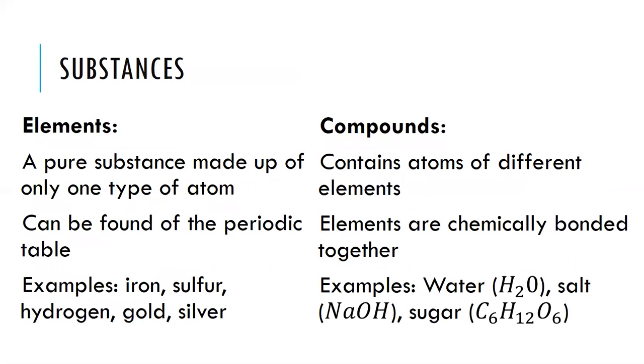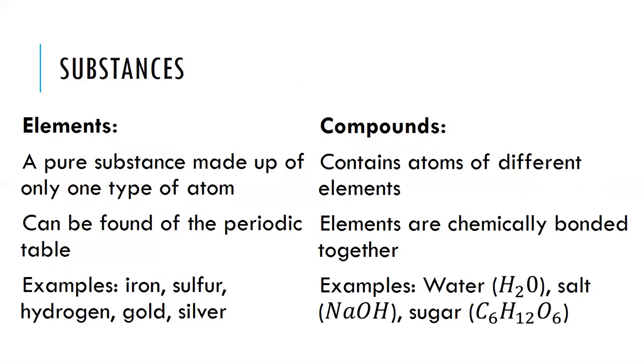Let's talk a little more about substances. Substances can be broken down into elements and compounds. An element is a pure substance that's only one type of atom. The easiest way to remember this is anything that's found on the periodic table is an element, hence the name periodic table of elements. Things like iron, sulfur, hydrogen, gold, silver, those are all elements. It's only one type of atom.